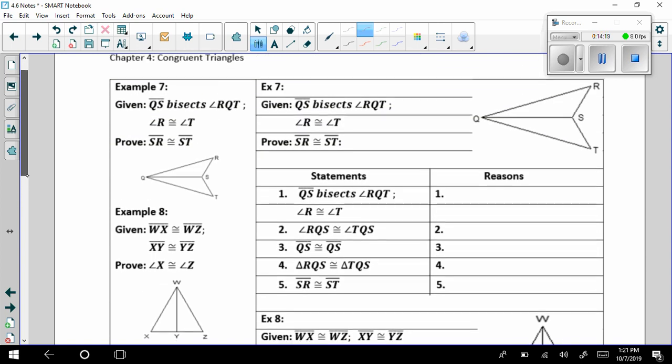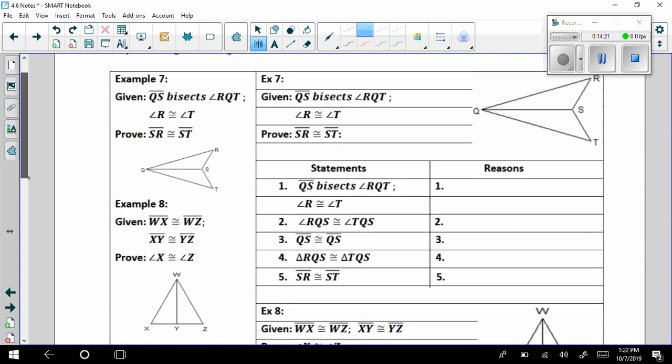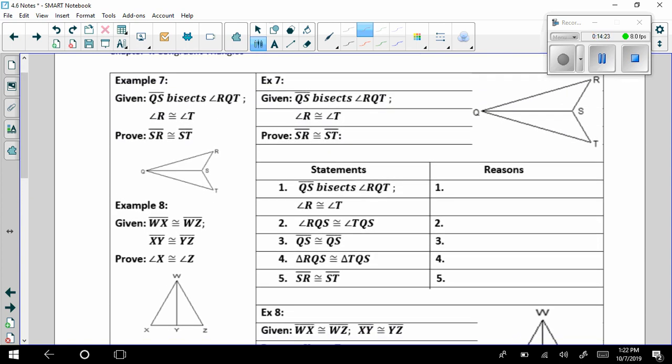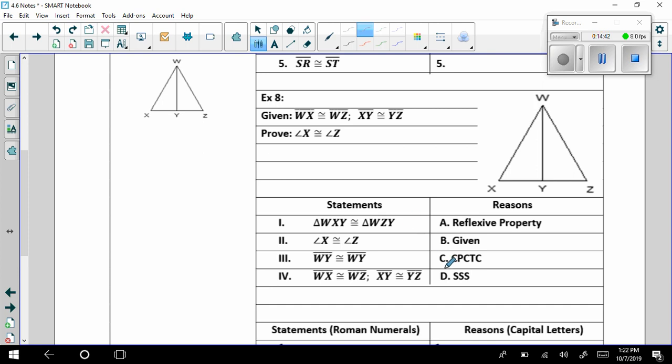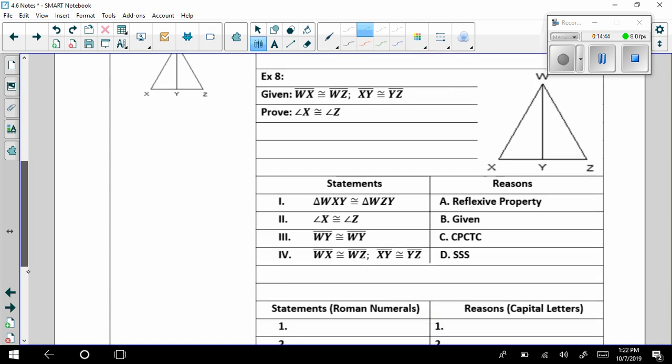Okay, we are going to go over these last 2 in class. I want you to go ahead and try them yourself. All right, so mark this. Remember, bisects means cut in half. So this is cutting angle RQT in half. Go ahead and try this proof. And then this one is like the one we did earlier. Match your statement with your reason, and then put them in the order that they belong.